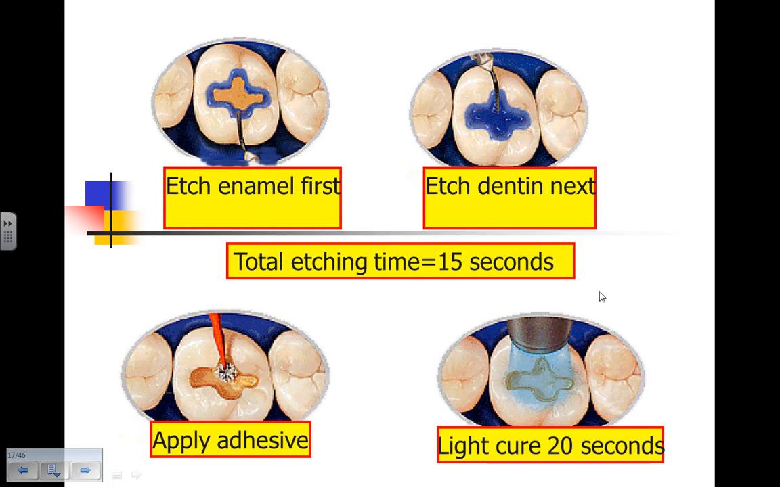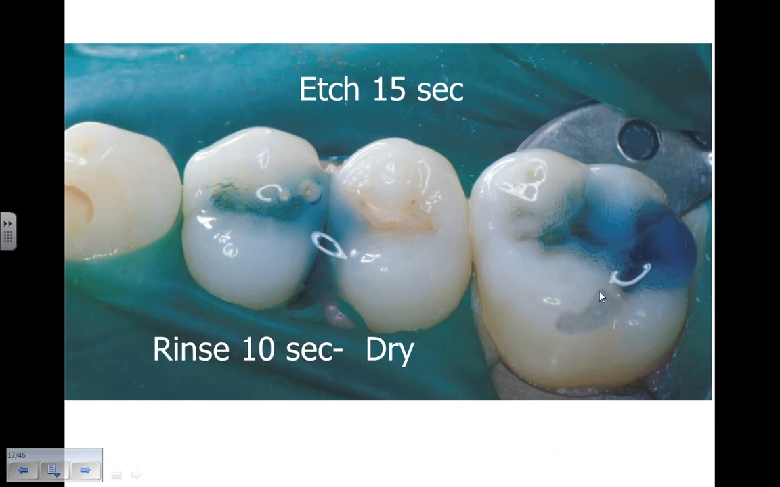We etch the enamel first and etch the dentin. 15 seconds of total etching, rinsing the tooth of all the etchant for 10 seconds, picking up the etchant with the high velocity evacuator, the HVE, then drying the tooth to leave the enamel frosty in appearance and moisturizing the dentin, apply our adhesive, air evaporate off the solvent for the adhesive, air thin it, and then light cure for 20 seconds. So here we are etching.